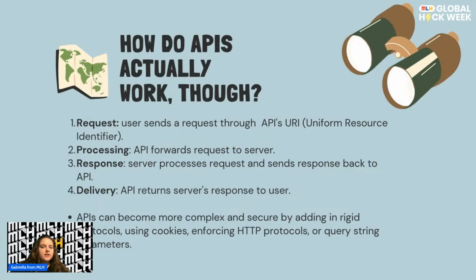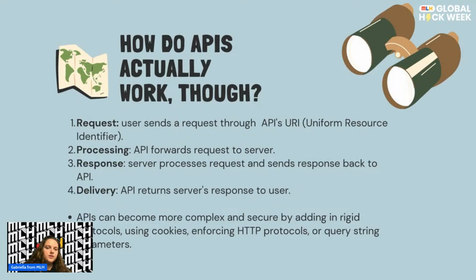Step 1 is a user is going to send a request through the API's URI, which stands for Uniform Resource Identifier. And this is basically the structured way that an API takes in a request with the information and the type of request it's sending. So you can send both a GET and a POST request, and those will vary on how you're sending, if you're needing to get information or update information in your API.